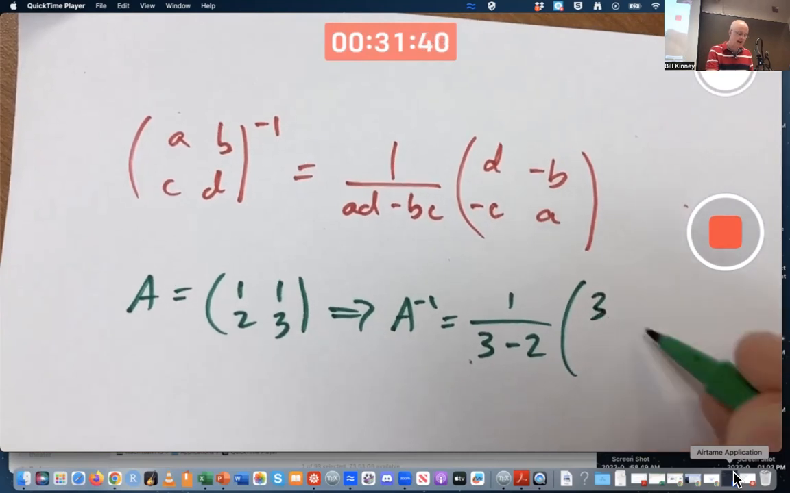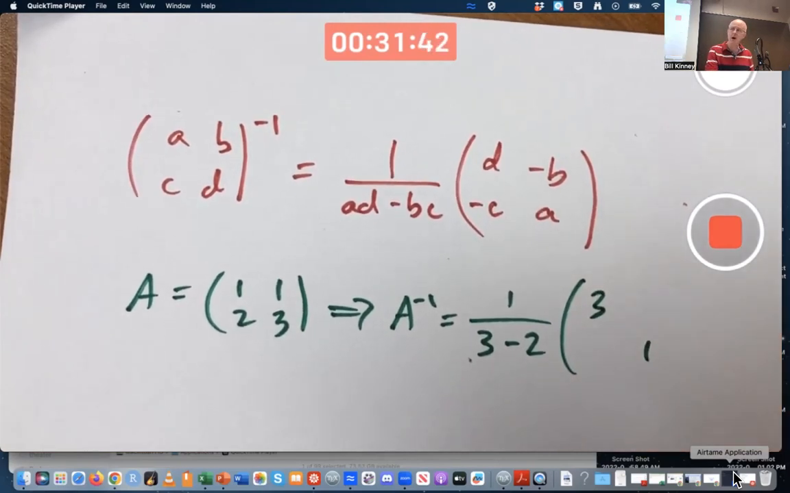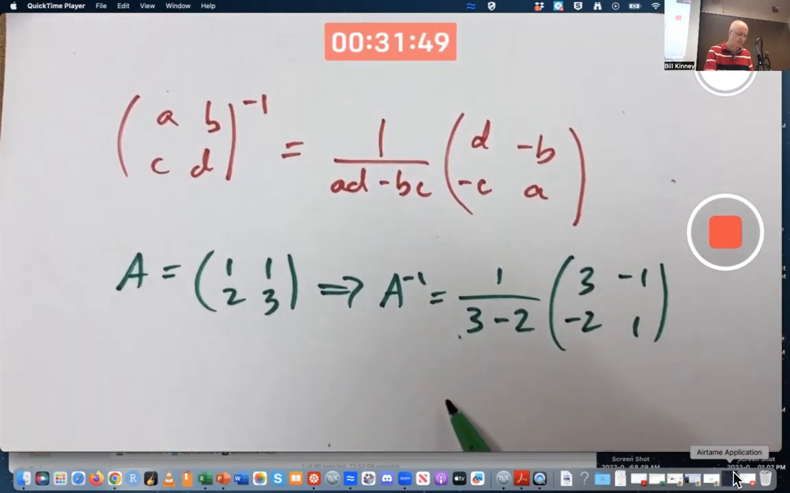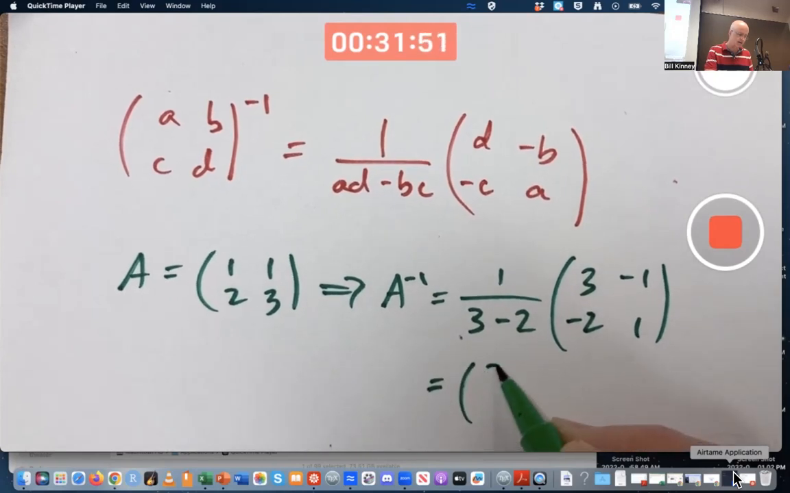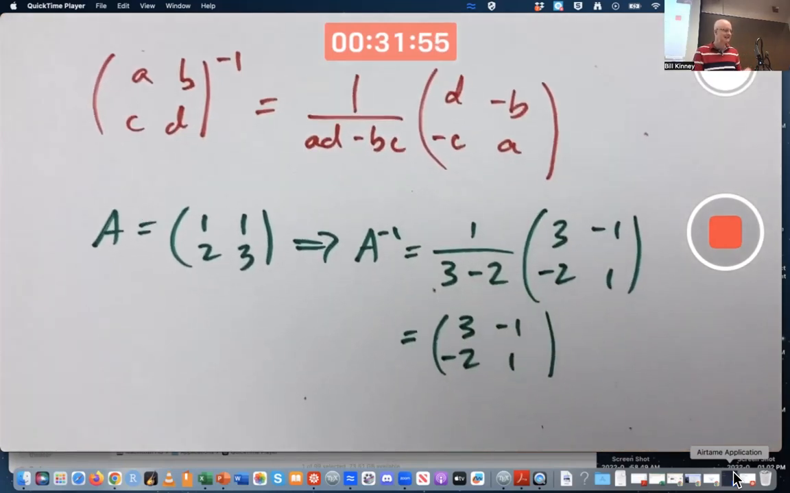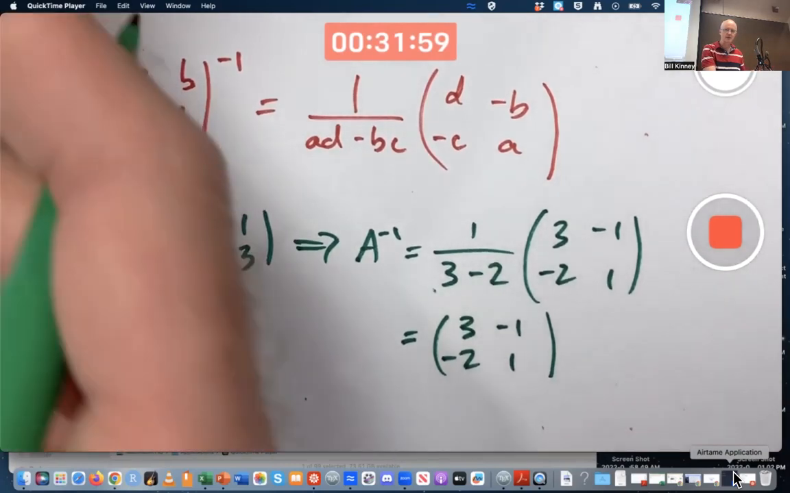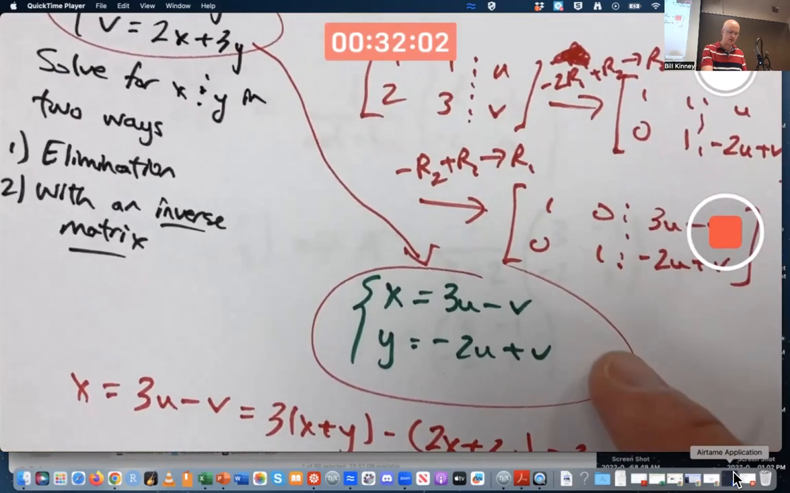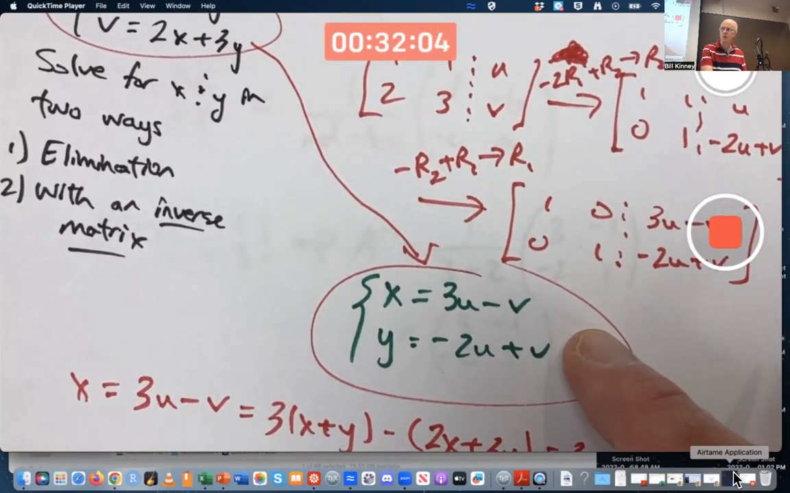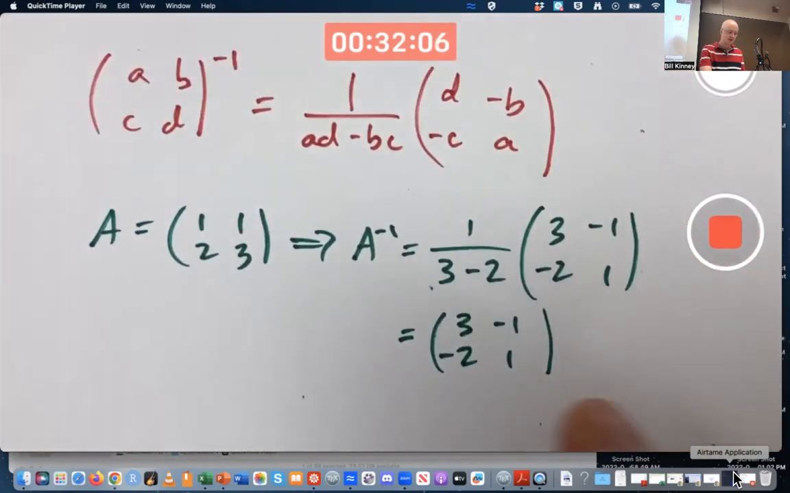Swap the numbers in the main diagonal. The main diagonal is always from upper left to lower right. Negate the numbers on the off diagonal. 3 minus 2 is 1. 1 over 1 is 1. This is fairly simple. And this actually should look familiar if you think about our answer from the previous page. Look at those numbers. 3, -1, -2, 1. Not a coincidence.